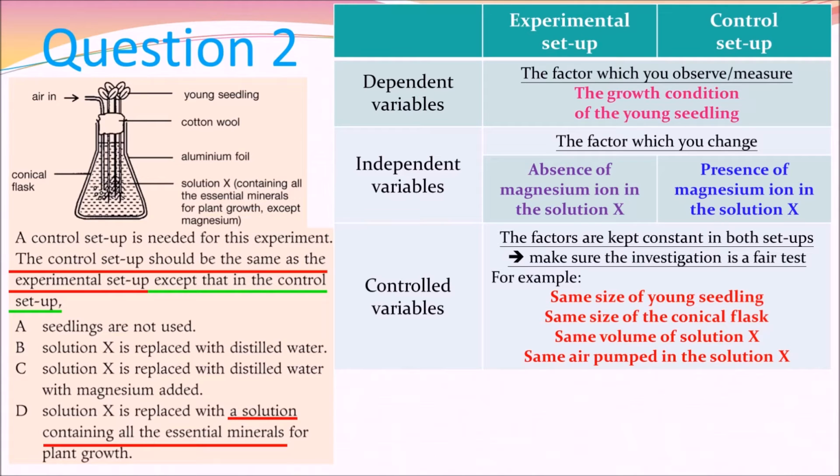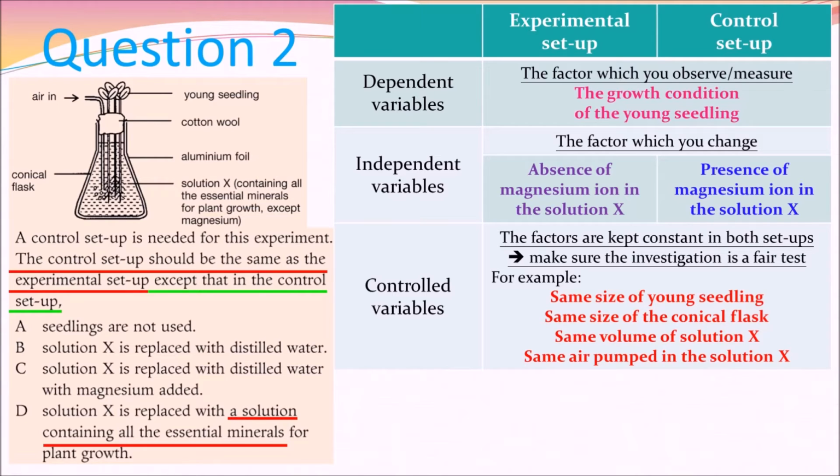So that's why in both setups, the size of the young seedling, the size of the conical flask, the volume of solution X we use, and the same air pumped into the solution X should be the same. And of course, there are some environmental factors as well. For example, the temperature should be the same. The light intensity supplied to the plants, the young seedlings, should also be the same. And the humidity should also be the same, something like this.